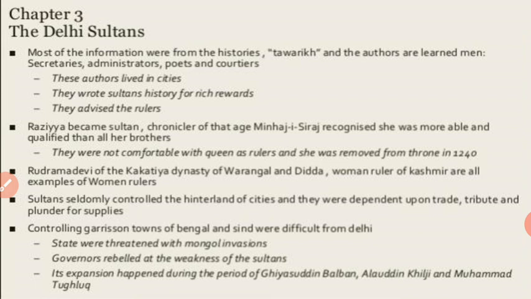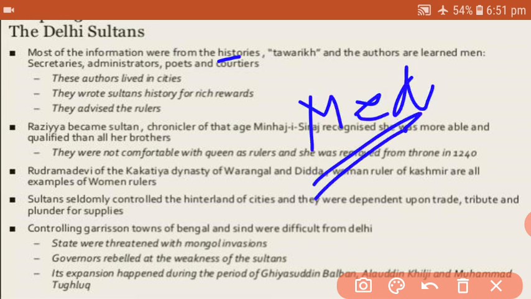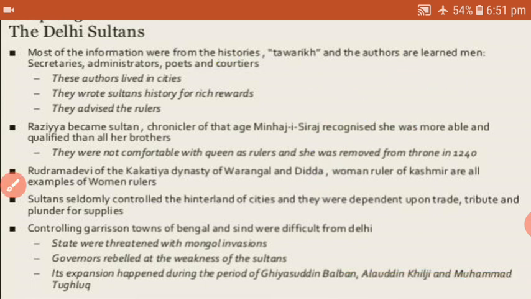So most of the information comes from the histories. Whatever information we have about this medieval age, as you know we are studying the medieval age in Standard 7, particularly the histories, the word you will find is tawarikh. That is the plural form of tarikh, which means history. And the authors are learned men. The authors who wrote them were very learned people: secretaries, administrators, poets, and even courtiers. These people recorded some data, and from that data only we come to know about these sultans.